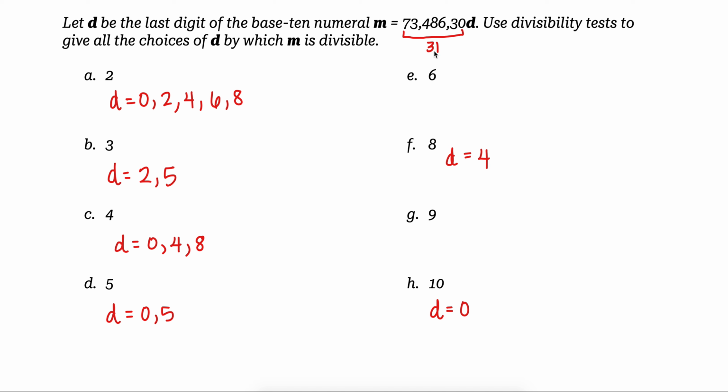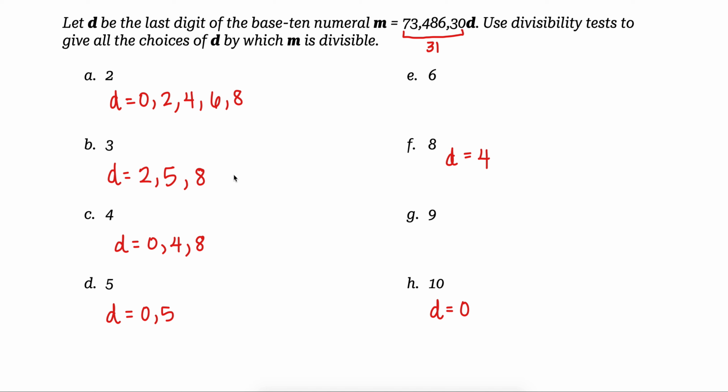If D is 6, 31 plus 6 is 37. If D is 7, 31 plus 7 is 38. Still doesn't work. If D is 8, we have 31 plus 8, or 39. 39 is divisible by 3. And then if D is 9, 31 plus 9 is 40, and that also does not work. So if D is 2, 5, or 8, the entire number M is divisible by 3.